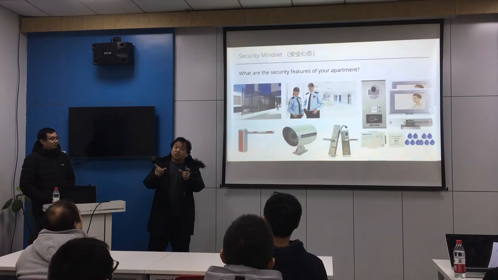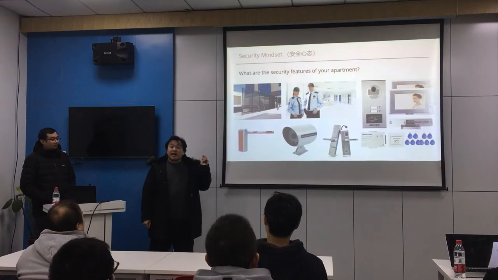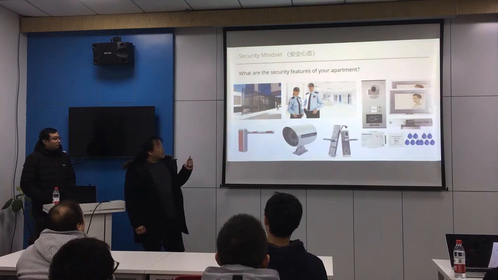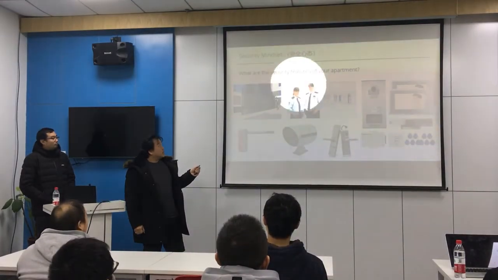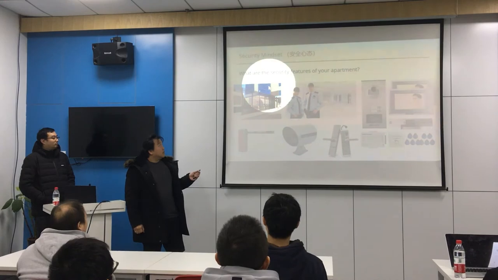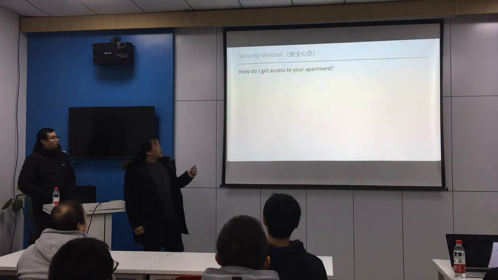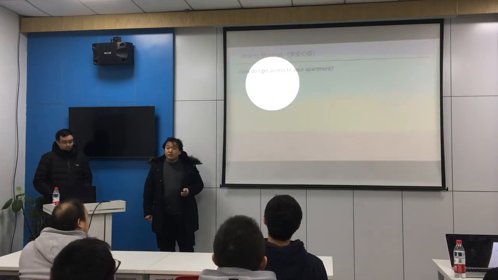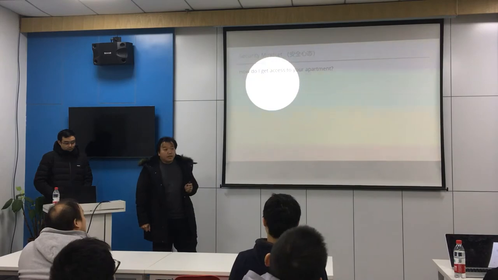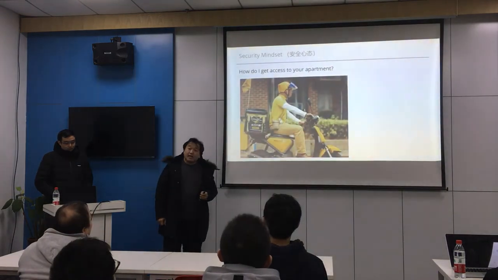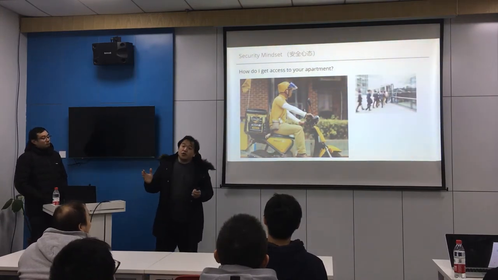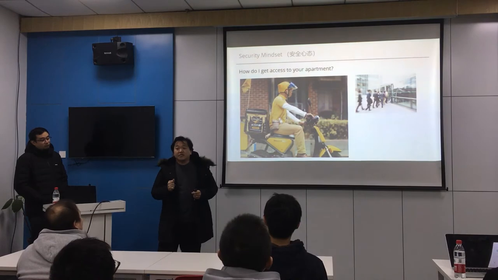I would like to try to shift your thinking into something slightly different, because this is not a very effective way to think about security. What if, instead of trying to answer what are the security features of your apartment, we try to answer the question, how do I get access to your apartment? If we try to answer this question, then one way that we can get access to your apartment is I can disguise myself as a delivery person. When the door is open, someone is trying to go into the door, I can just follow that person in.